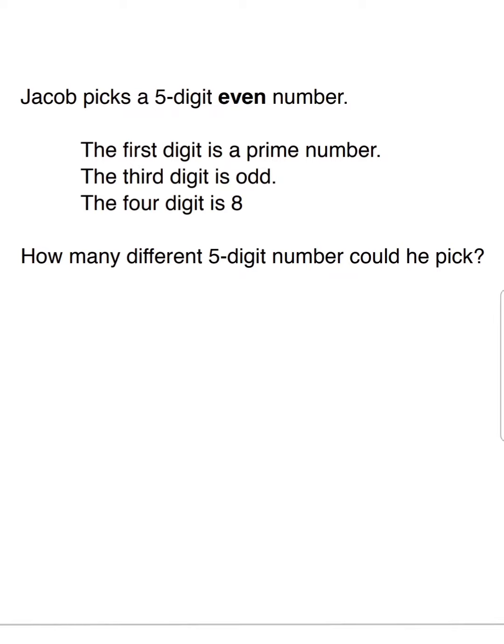So, Jacob picks a 5-digit even number. And then it gives us all these constraints, and then it asks us how many different 5-digit numbers he could pick. So it asks us about all the possibilities. So let's write out the first digit, second, the third, the fourth, and the fifth. So we have written out our 5 potential numbers, and then let's look at all the constraints that it's given us.